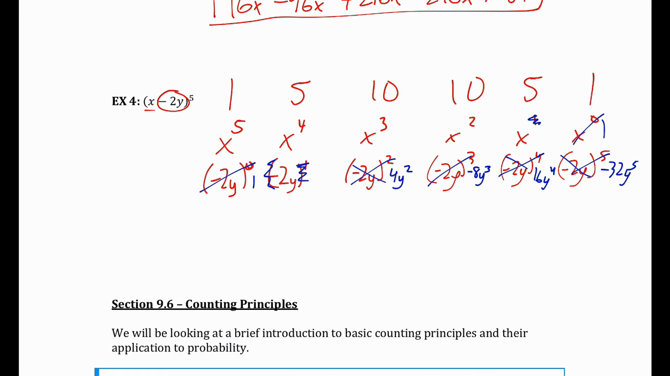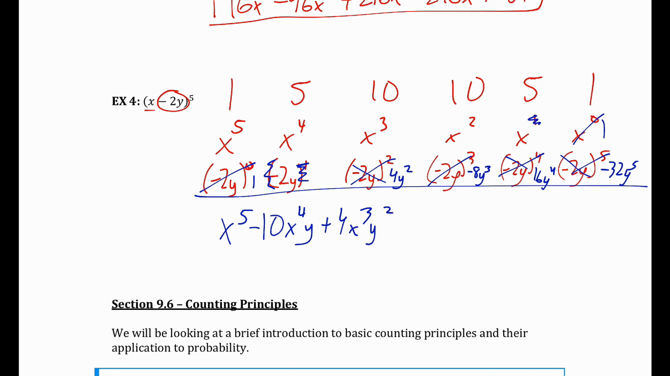And again, we're going to go through each column. So kind of going through the first column, we got 1 times x to the fifth times 1. That gives us just x to the fifth. Let me make a line here. 5 times x to the fourth times negative 2y. So 5 times negative 2 gives us negative 10. Then we have x to the fourth and y involved there. Next up, we have 10 times x to the third times 4y squared. Well, 10 times 4, that's 40. We also have an x to the third and a y squared.